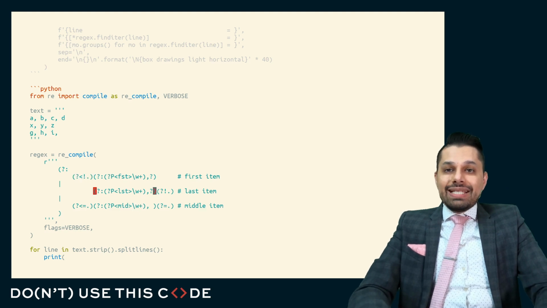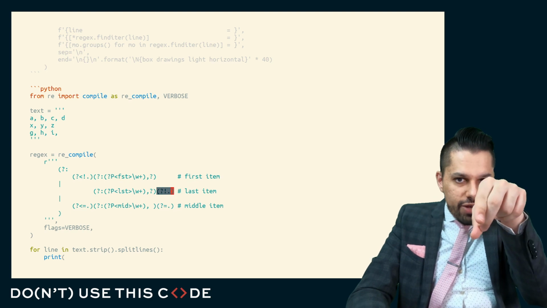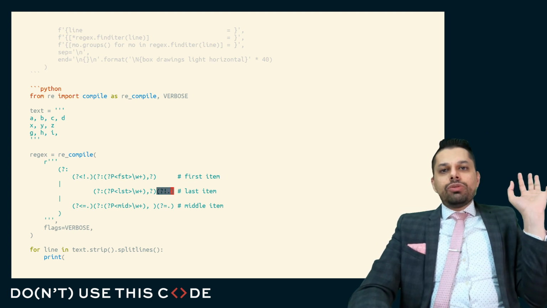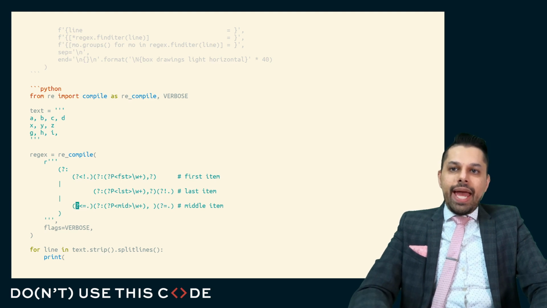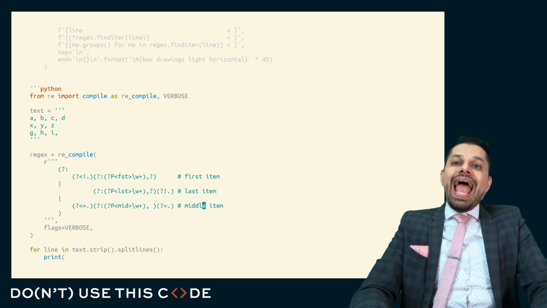For the last item, I'm going to use a negative look ahead. As long as there's nothing in front of me, match. Okay, that would mean you're last. And for the middle item, I'm going to use a positive look ahead and a positive look behind. As long as there's something in front of me and there's something behind me, then you're in the middle.